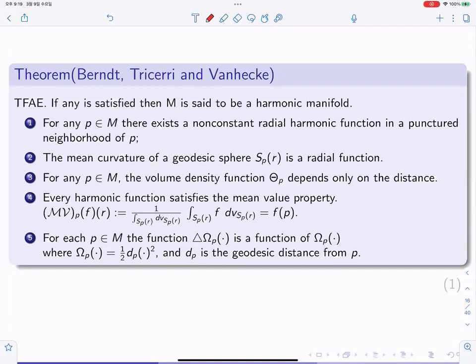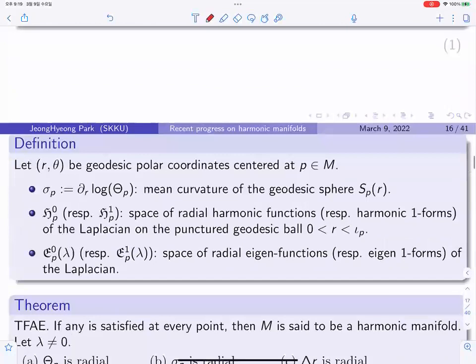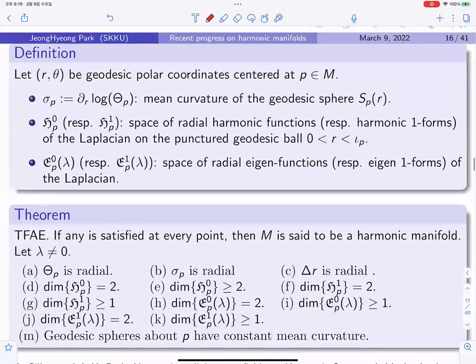Every harmonic function satisfies the mean value property, so the average of the function is the value at the center. The radial function of the Laplacian is a function of this. Those are all the equivalent conditions. Okay, recently Professor Gilkey and myself.